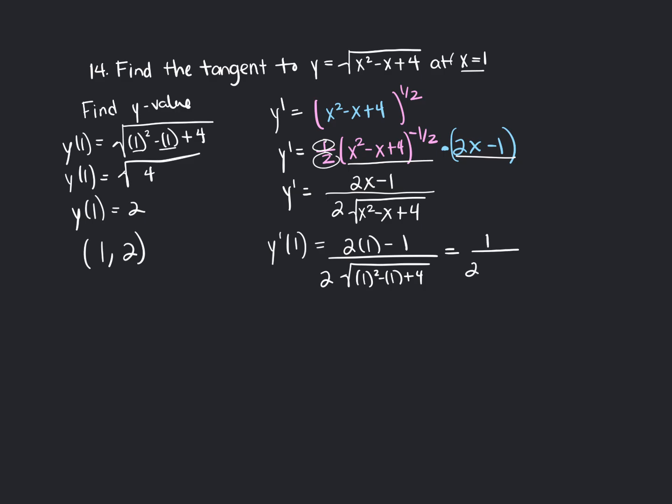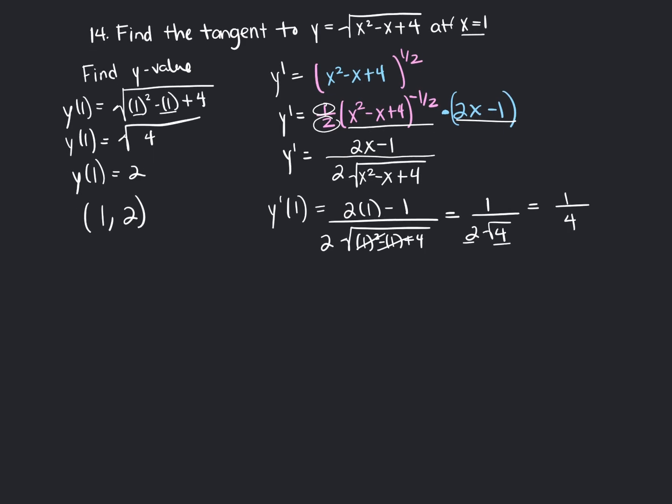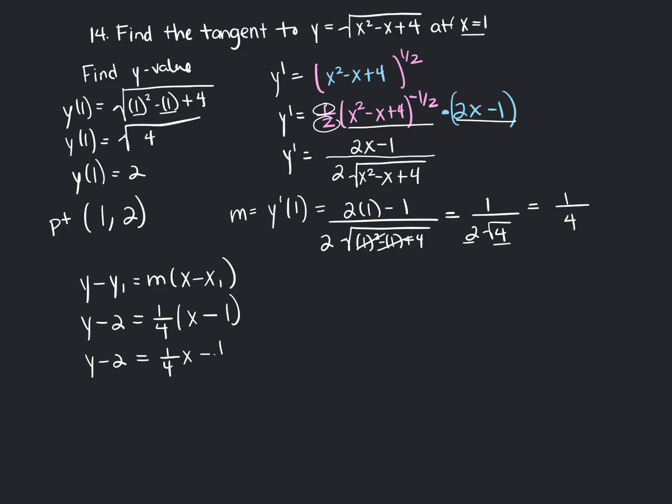And then in the denominator, I'm going to have 2 times the square root of 4. So that's 1 over 2 times 2, which will give us 1/4. Okay, now we have everything that we needed because we got a slope and we've got a point. So we have y minus y1 equals m times x minus x1. That's y minus 2 equals 1/4 times x minus 1. So that's y minus 2 equals 1/4 x minus 1/4.